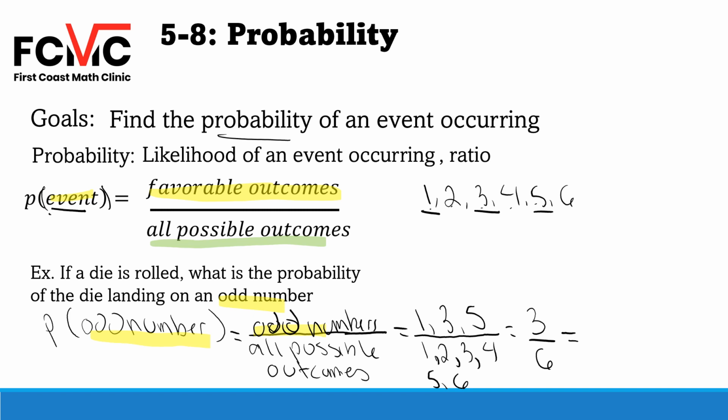So we've got 3 over 6. 3 over 6 reduces to 1 over 2. So our probability of an odd number is 1 over 2. So for every 2 rolls of the die, we should have an odd number 1 time. All right, let's get into some examples of probability.